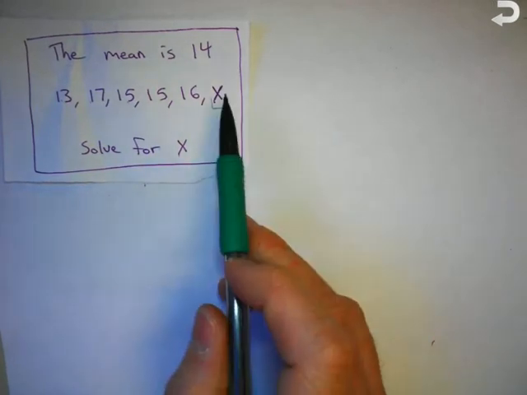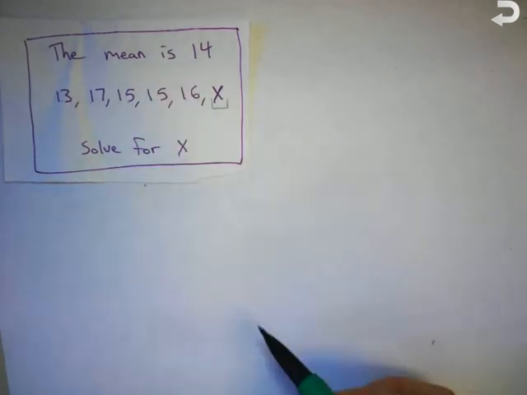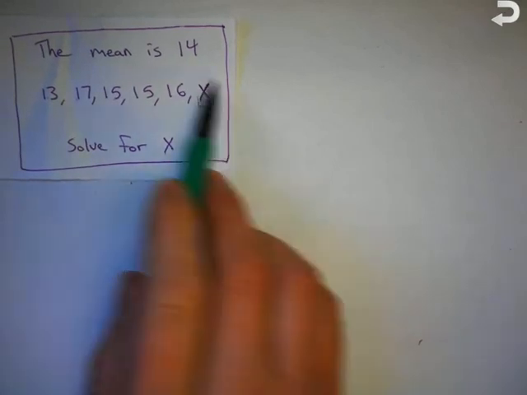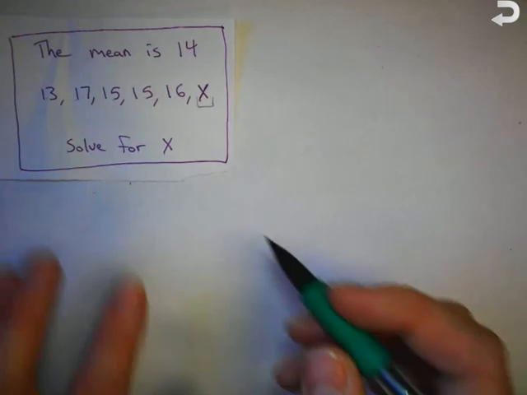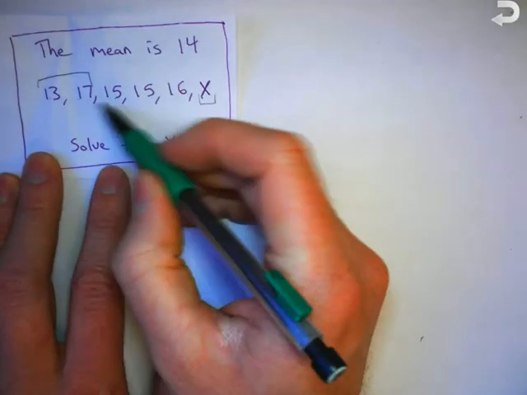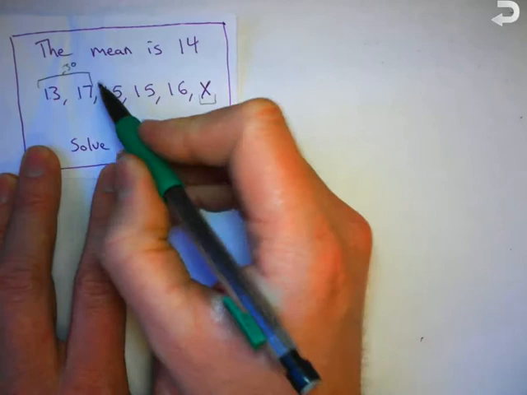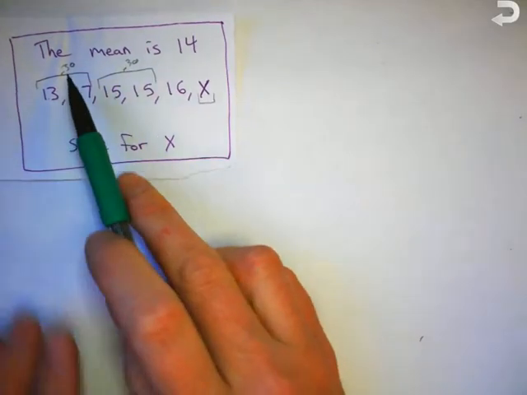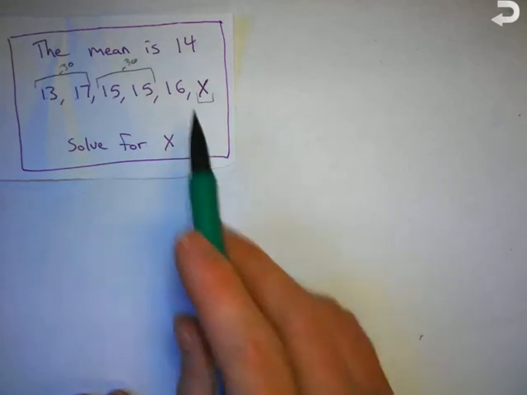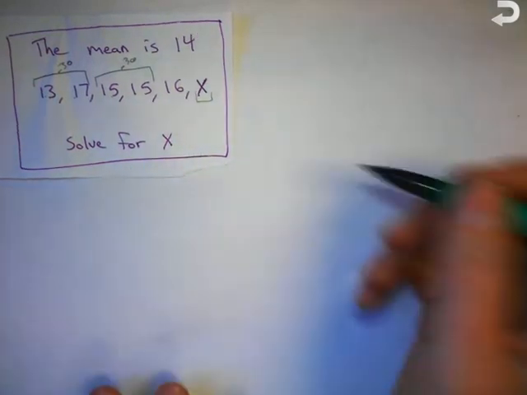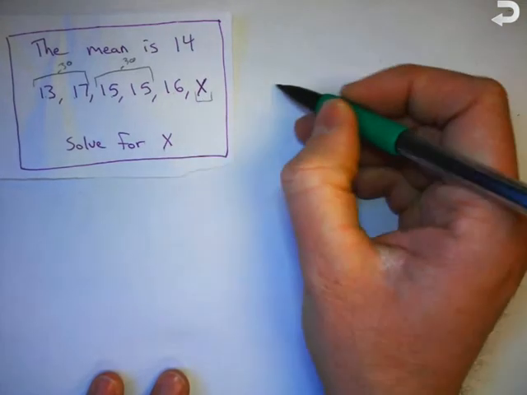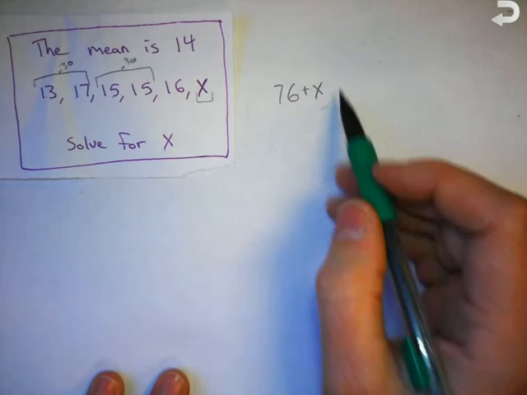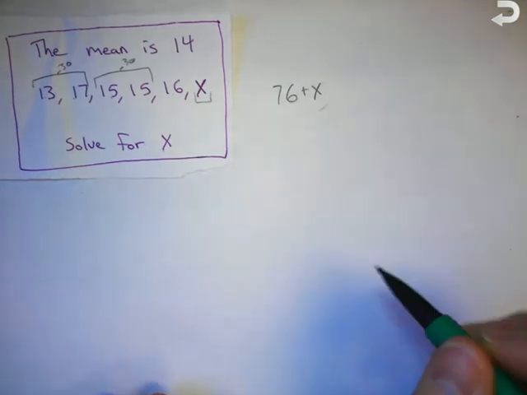The first step is to add up all your numbers, just like if you're finding the regular mean. We're going to do the same thing here. I happen to know that 13 and 17 is 30, and I also happen to know that 15 and 15 is also 30. So if I'm adding these up, I have 30 plus 30, which is 60, and then plus 16, which is 76. And then we don't want to forget about this x. So I'm going to say 76 plus x. That's going to be our total.